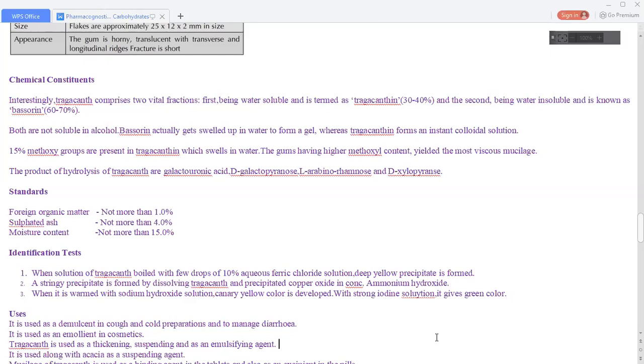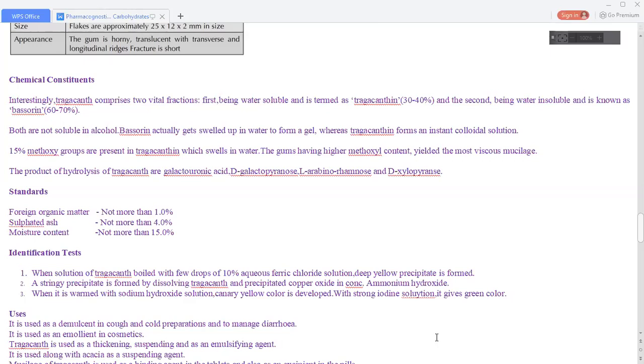Both are not soluble in alcohol. Bassorin actually gets swelled up in water. Why? Because it is insoluble in water and forms a gel, whereas Tragacanthin forms an instant colloidal solution. Next, 15% methoxy groups are present in Tragacanthin, which swells in water. The gums having higher methoxy content yield the most viscous mucilage.